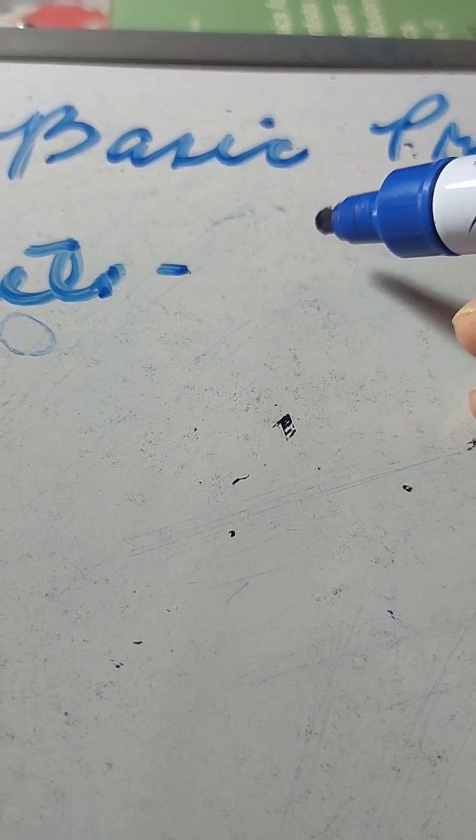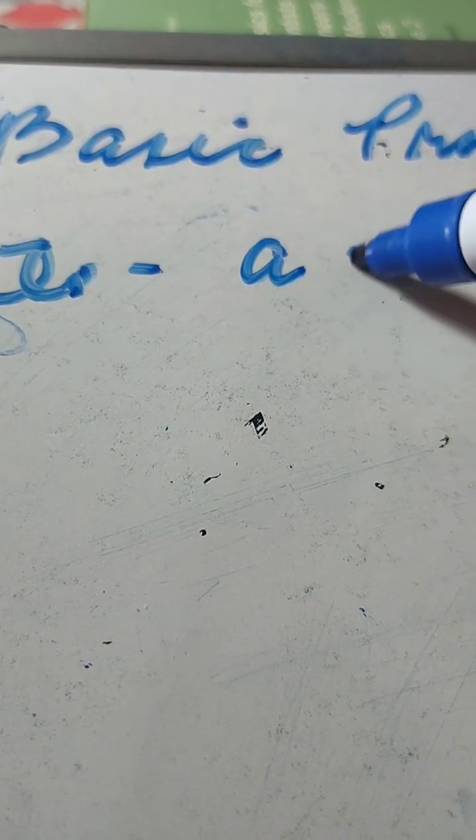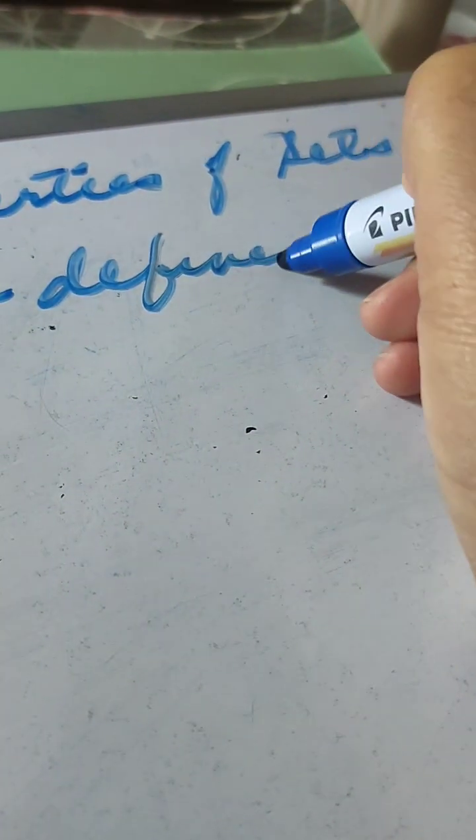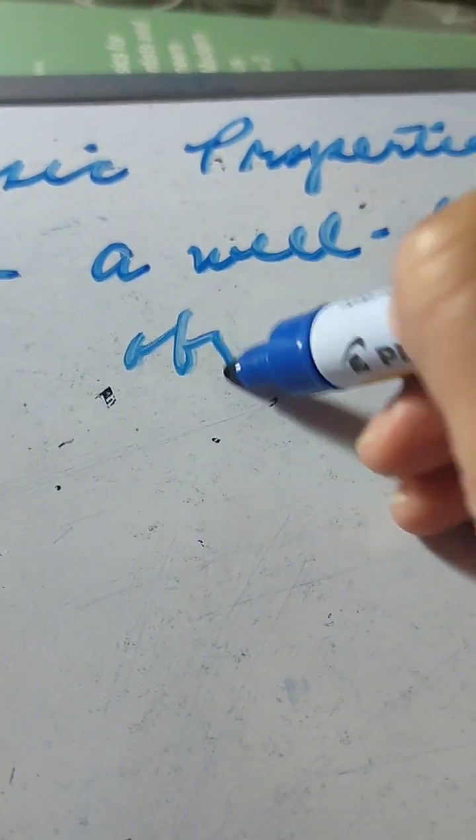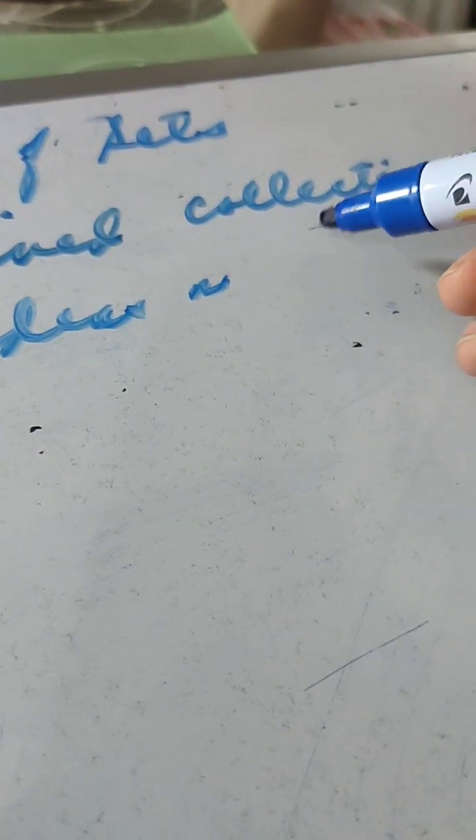The lesson this morning is about the basic properties of sets. When we speak about sets, of course, we have to unlock terms. The concept of a set is a well defined collection of objects, ideas, or things.